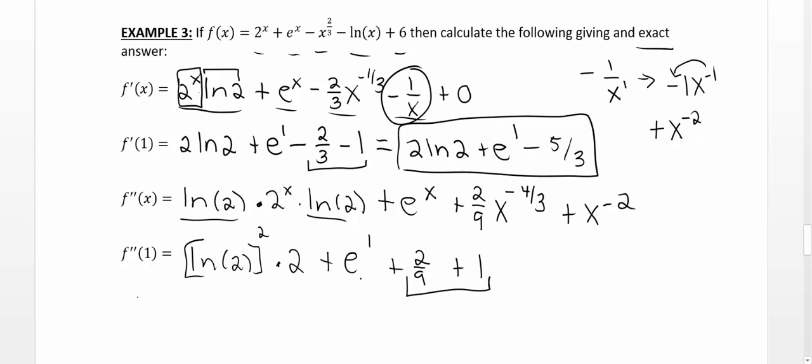So again, the only simplification I'm going to do is to add these two constants together. So we have the natural log of 2 squared times 2, plus e to the 1, plus, now 2/9 plus 1 is going to give me 11/9. So my second derivative at 1 looks like this. Again, if you wanted a numerical answer that was rounded, you could plug this all into your calculator and approximate to a certain number of decimals. But this particular problem wanted an exact answer, so we're not rounding anything, and therefore we are not going to turn our irrational functions into numerical answers. Let's try another.